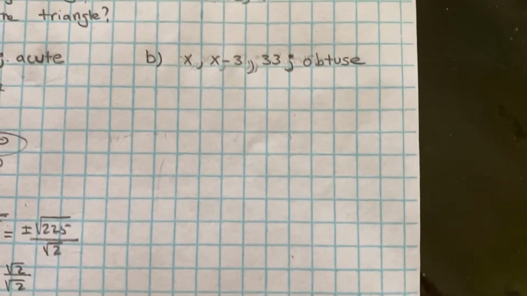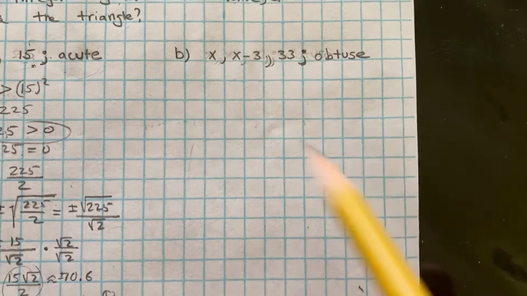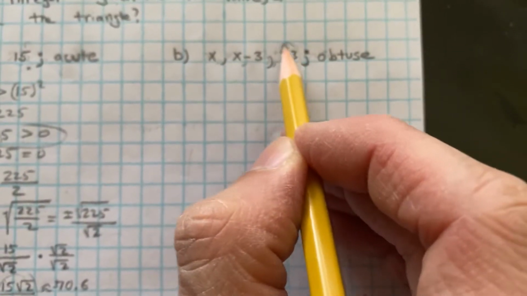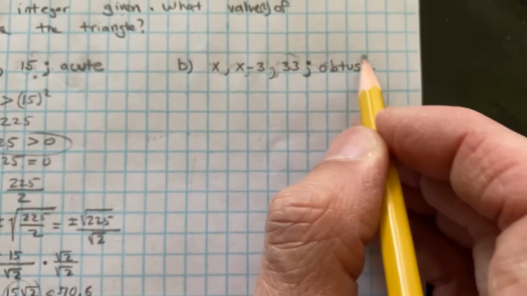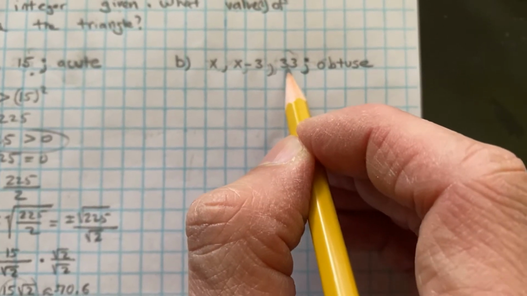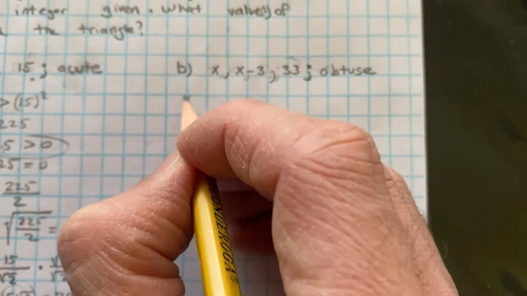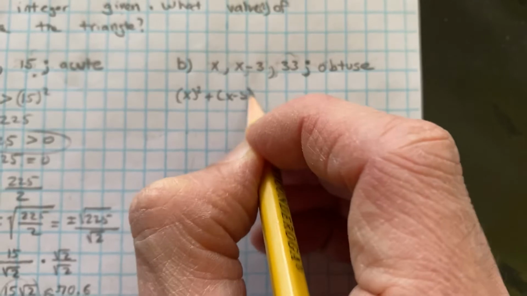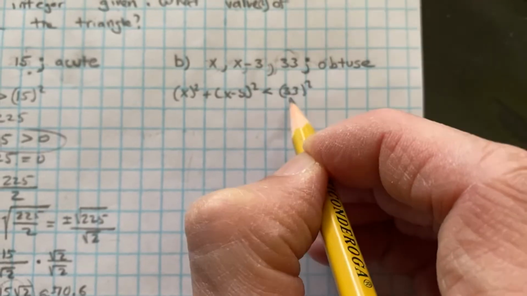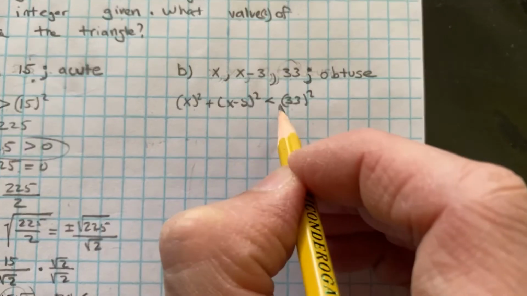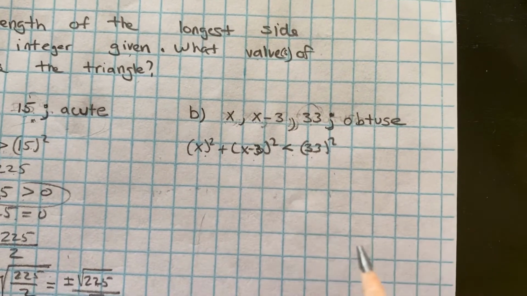This time we're doing an obtuse triangle one. The big picture, again, should not be super overwhelming. The big picture is that, again, this integer side is the biggest, the longest side. And for me to have an obtuse triangle, 33 squared has to be bigger than the sum of these two guys squared. So x squared plus (x minus 3) squared has to be less than 33 squared, or c squared is greater than a squared plus b squared. Okay, so that's the big picture.